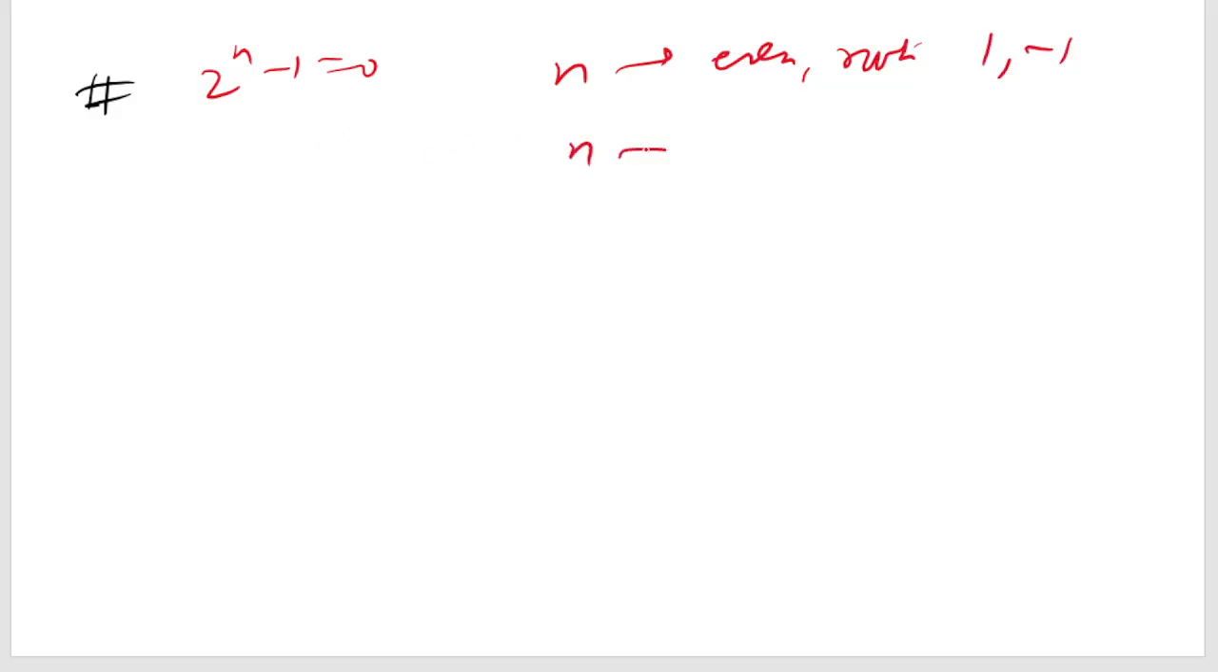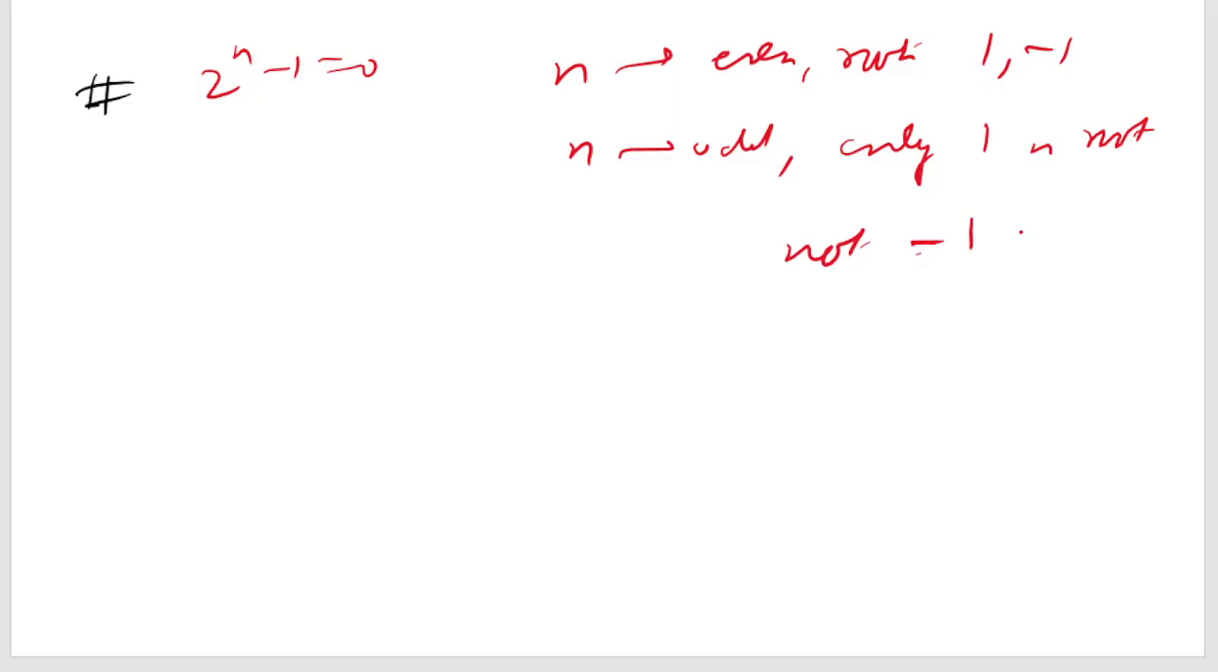Okay, this is important: whenever we get z to the power n minus 1 equal to 0, you should note that when n is even, the roots will include 1 and minus 1. This will help to determine the other roots, because we already know 1 and minus 1. And if n is odd, then only 1 is a root, not minus 1. Minus 1 will not be a root.